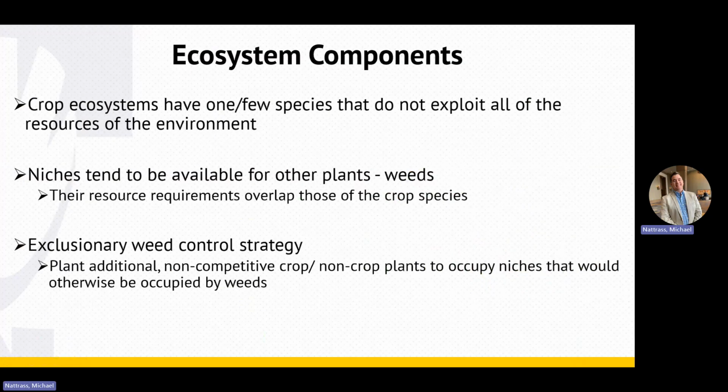Unfortunately, those niches tend to be available for other plants such as weeds, because they also don't have to compete. They found a place where they don't have to compete with other weeds, and they have enough sunlight because maybe the plant that is growing there doesn't have a very large canopy, and that allows them to grow as well. So one of the best ways to minimize weed populations is to take away sunlight, because if the weeds don't have any sunlight, then they can't grow.